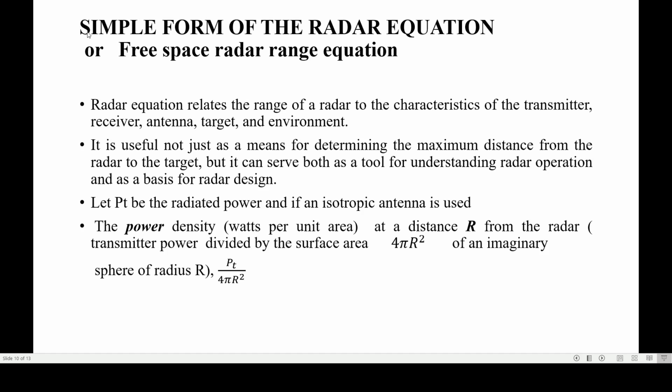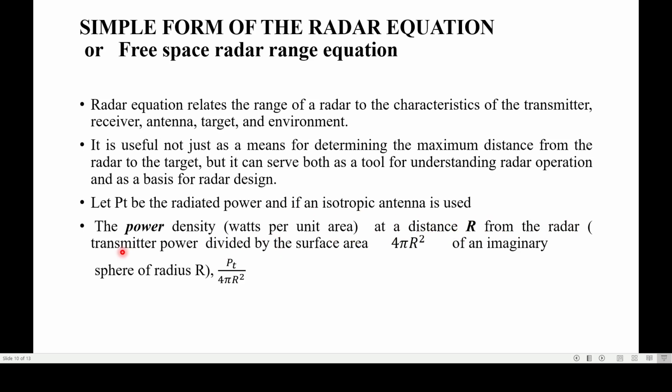Now, this is very important: the simple form of the radar range equation. The radar equation relates the range of a radar to the characteristics of the transmitter, receiver, antenna, target, and the environment. It is useful not just as a means for determining the maximum distance from the radar to the target, but it can serve both as a tool for understanding radar operation and as the basis for radar design.